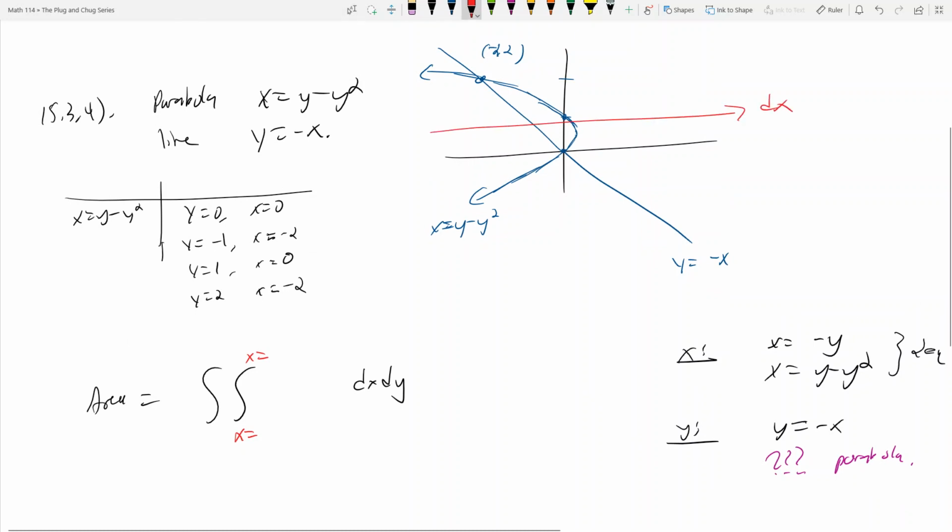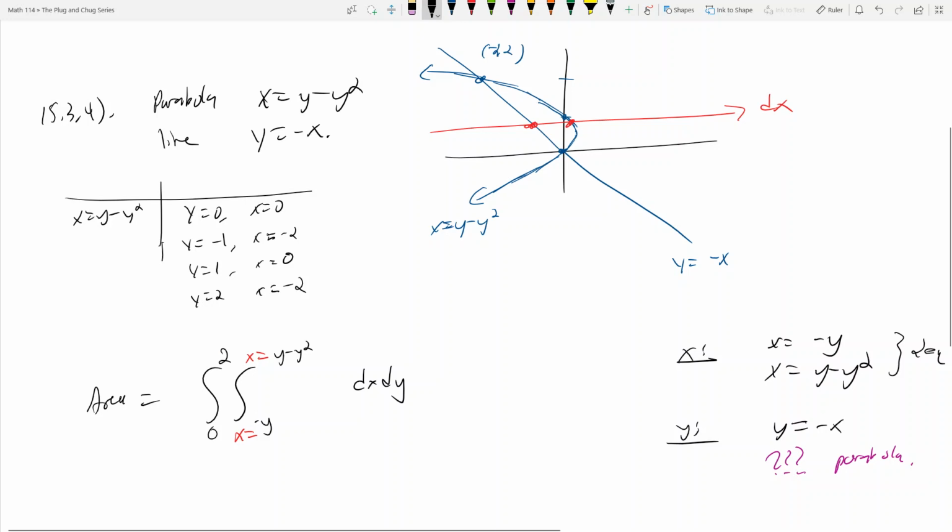So dx means I draw a line like this. There's dx, and it hits the straight line and then the parabola. So my lower bound is x equals negative y, and my upper bound is y minus y squared. And then for dy, what's the smallest value for y? That's going to be 0, and the biggest value for y is going to be 2.